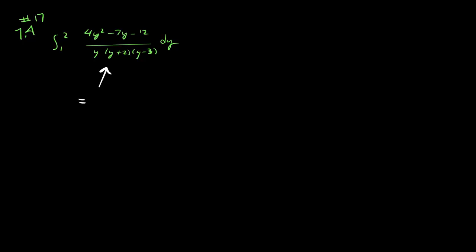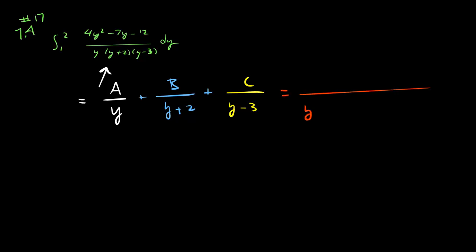So we're going to have a term with a y in the denominator, and we'll guess an A on top. We will have a term with a y plus 2 in the denominator, with a B on top, and there'll be a term with a y minus 3 in the denominator with a C on top. Now with our strategy, we put them back together over the original denominator and see what happens with our terms.